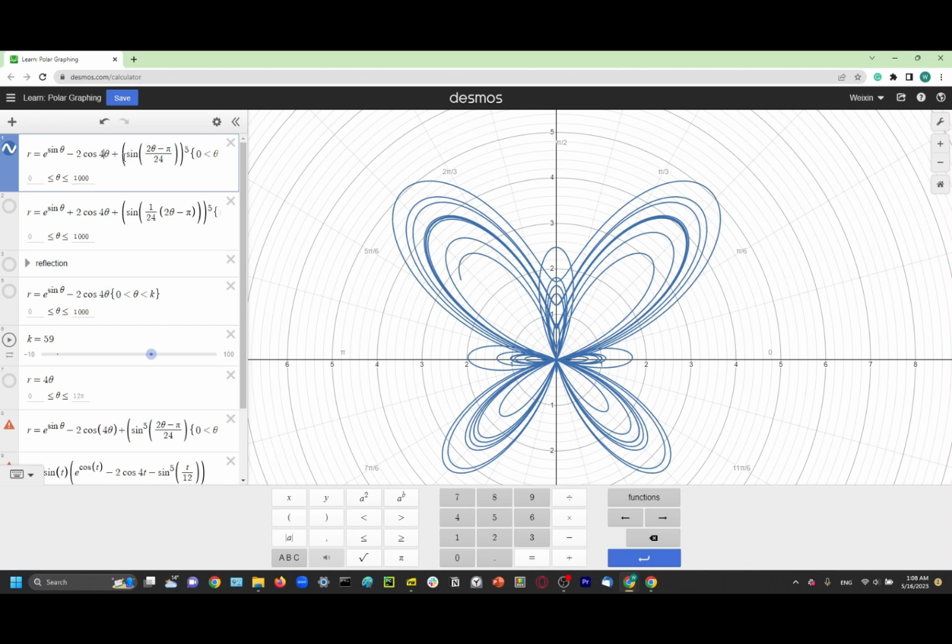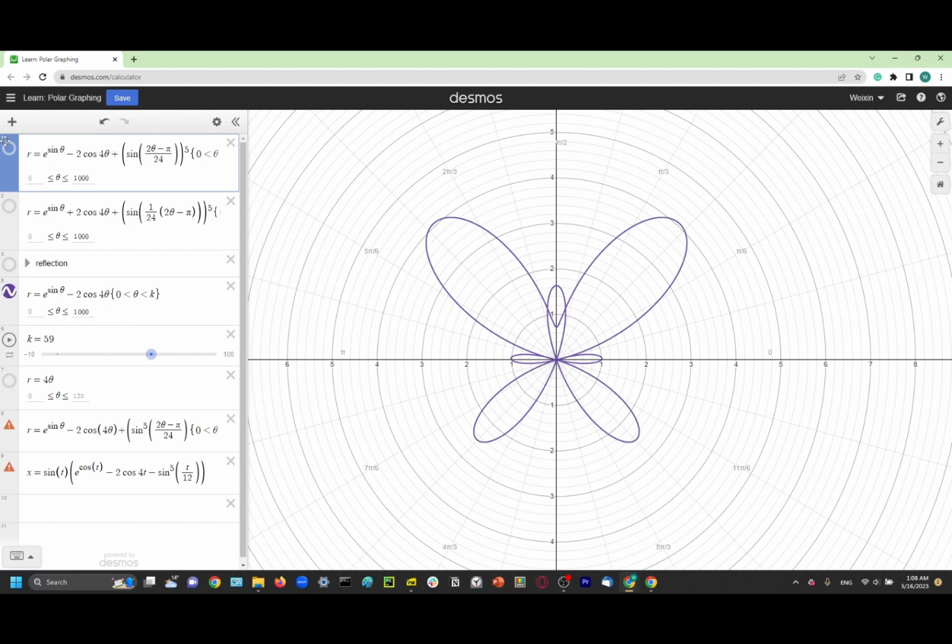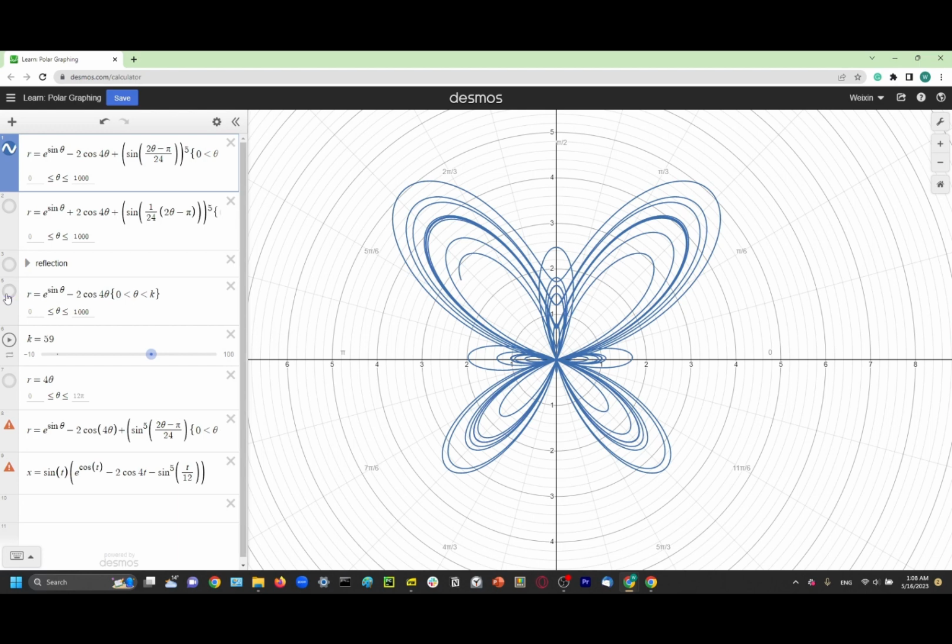Lastly, we have this term right over here. It was only added for aesthetic reasons, to make the graph look fuller and more aesthetically pleasing by repeating the lines of the butterfly. To illustrate, this purple line doesn't have the sine function. Look at how simple and boring it is. See the difference?